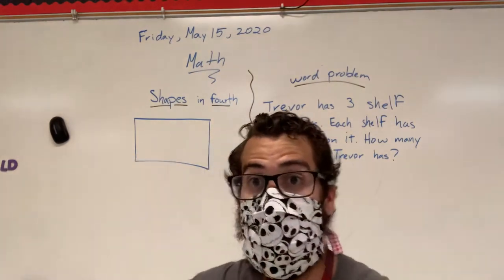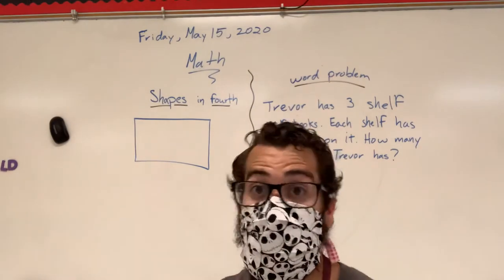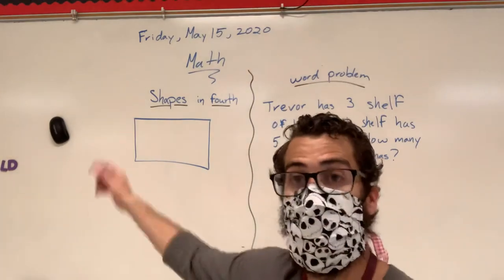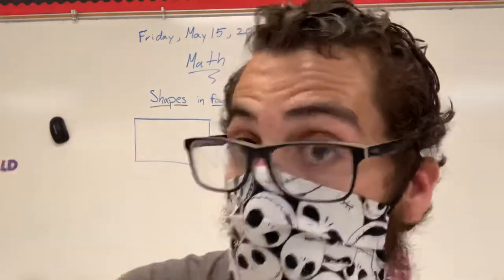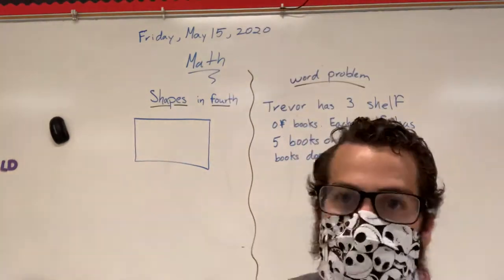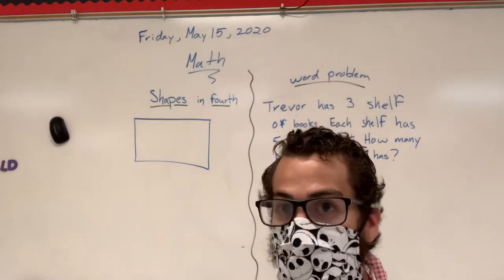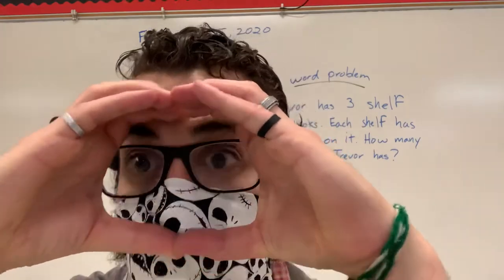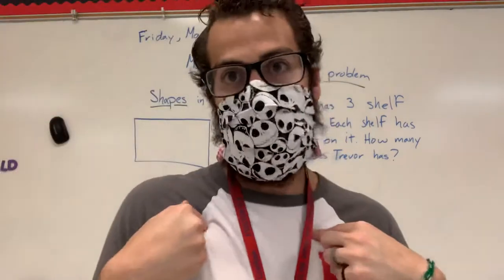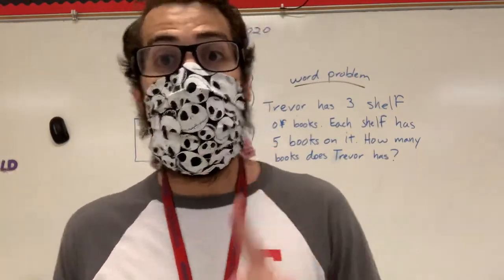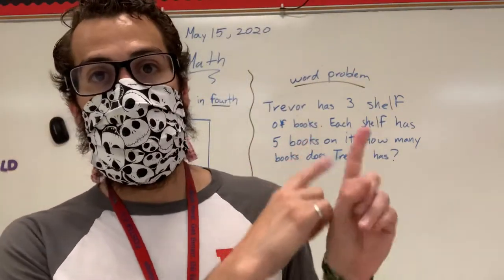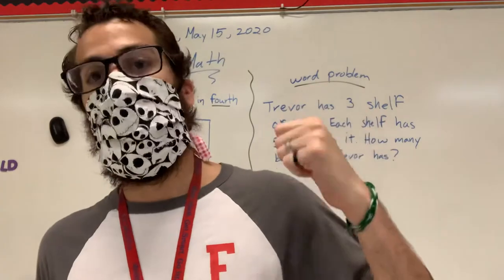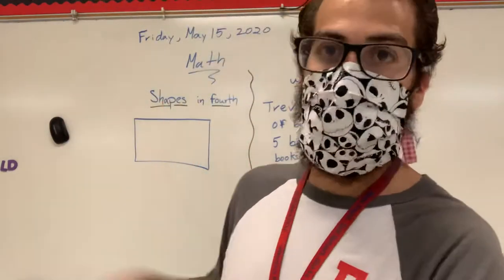Now, let's start with math. And today is Friday, May 15th of 2020. The first part that we're going to do today, we're going to divide a shape into four equal parts. That means that you need to divide the shape into fours, okay? I'm doing the rectangle, but you are doing this shape, a circle. That's your job. My job is the rectangle, your job is the circle. Then we're going to solve this word problem with these numbers. After that, you are going to make your own word problem with different numbers. Okay, guys? Let's start with shapes.